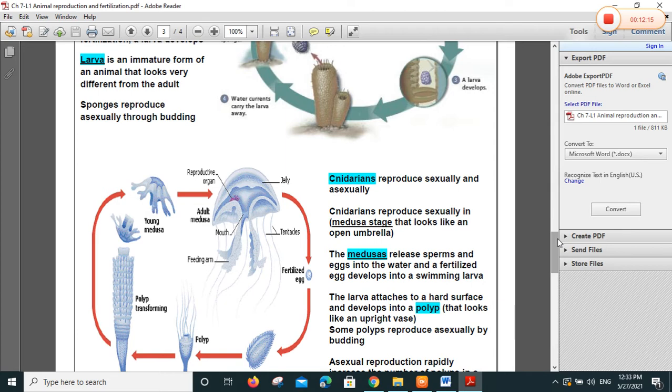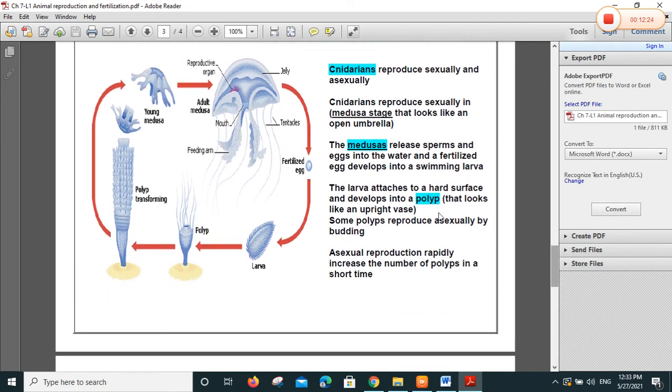The larva attaches to a hard surface, also like the sponge, and develops into a polyp. This is a new stage, not like the sponge. Look at the polyp, it looks like a bright vase. Yes, it fixes itself, and it can copy itself, make budding, asexual reproduction through budding, and copies itself like this and produces a lot of polyps.